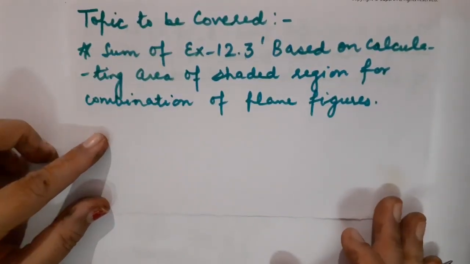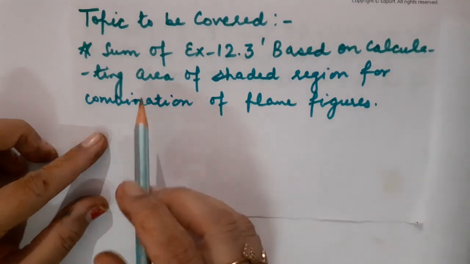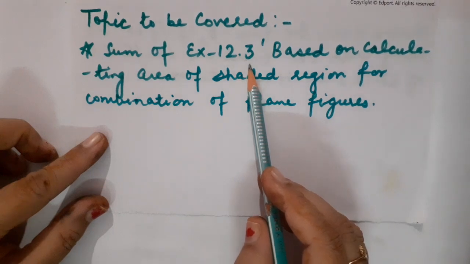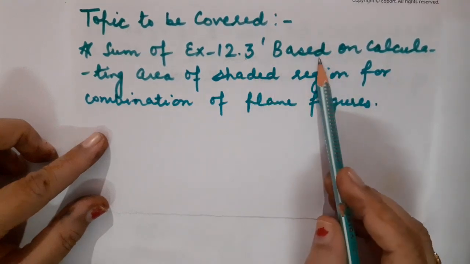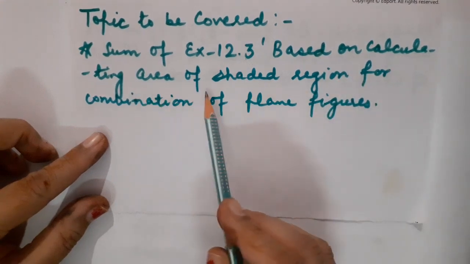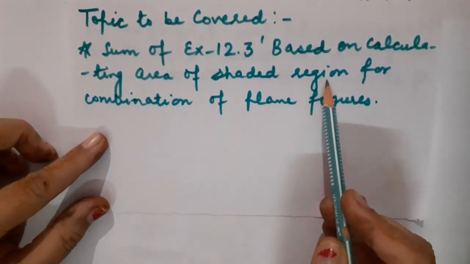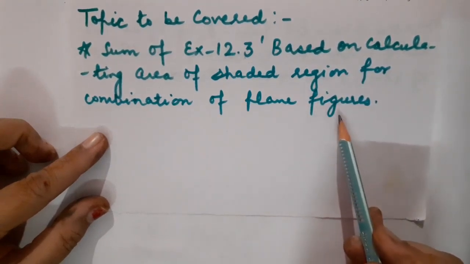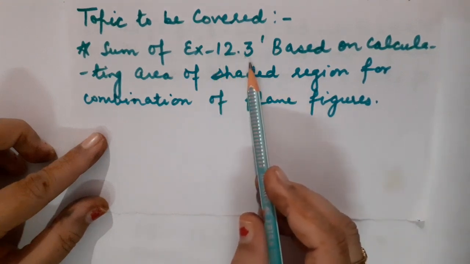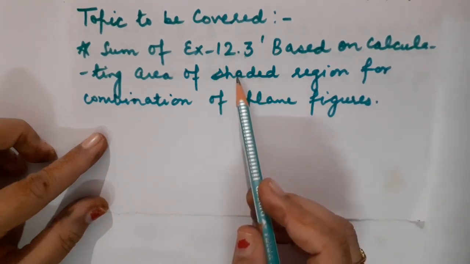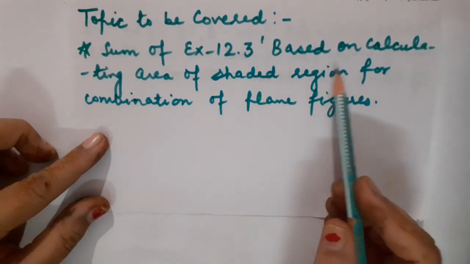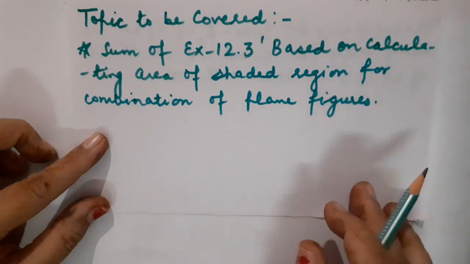Children, the topic which I am going to cover in today's lecture is that I will be proceeding with the sums of exercise 12.3 which I started the day before yesterday, and you know that it is based on calculating the area of the either shaded or unshaded region, and a combination of the plain figures is given in each and every question of exercise 12.3. Correct, children? So I will be making you learn how to calculate the area of the shaded or unshaded region as per the demand of the question, and it is based on the combination of plain figures.